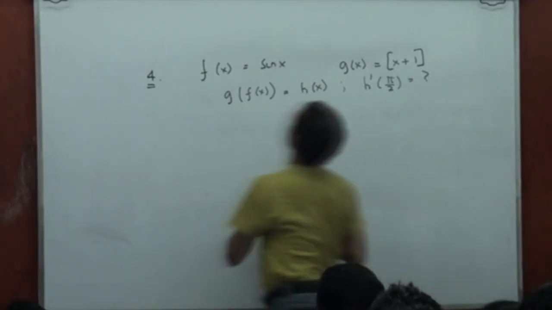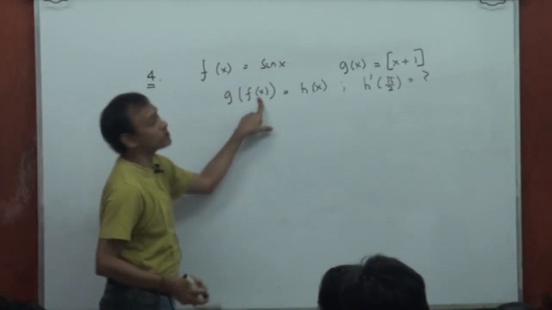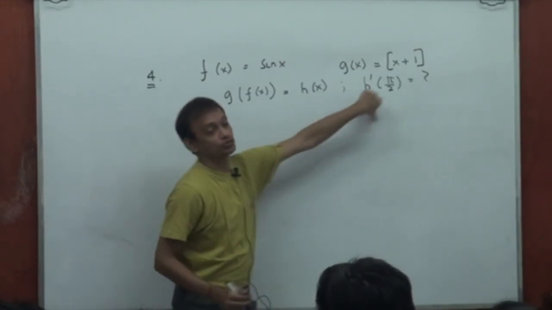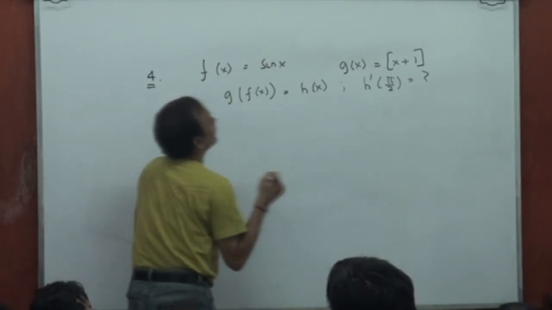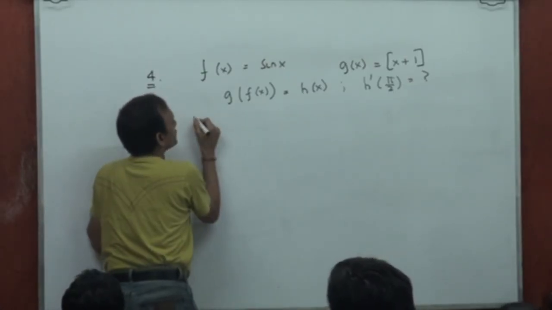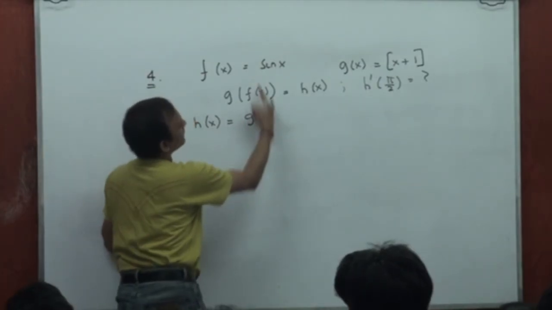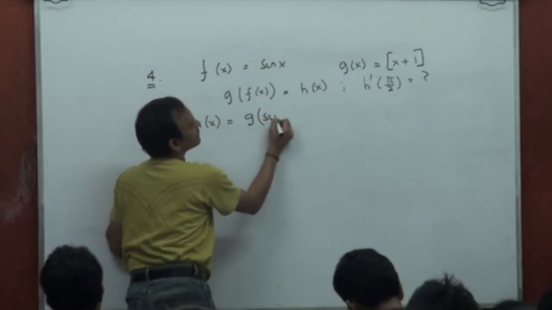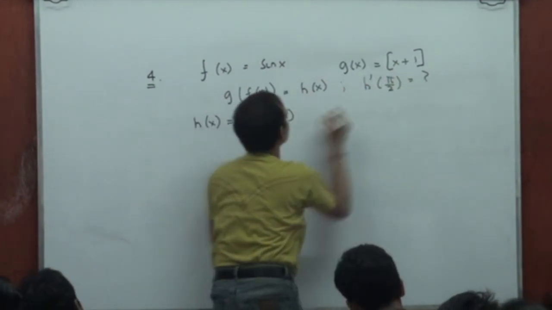So here we have a situation where f of x is sin x and h of x is defined as g of f of x. We want to be able to find h dashed pi by 2. One thing: h of x is g of f of x, where f of x is sin x, right? But g of sin x is box sin x plus 1.